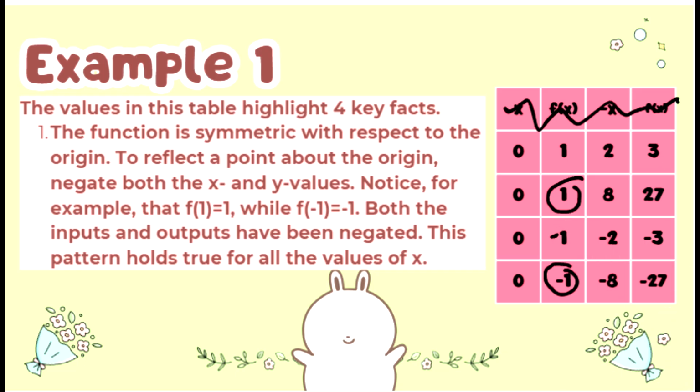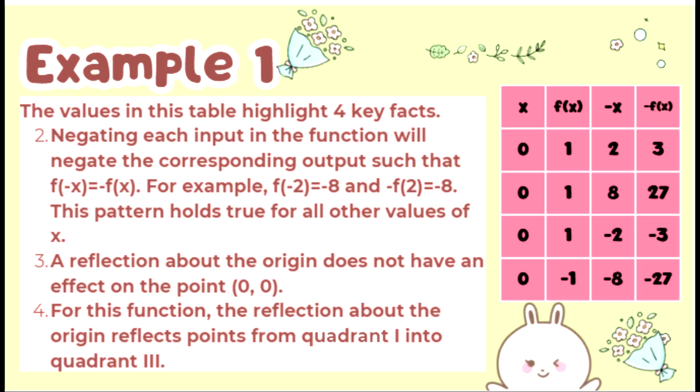I apologize about that. Number 2, negating each input in the function will negate the corresponding output such that f of negative x is equal to negative f of x. For example, f of negative 2 equals negative 8, and negative f of 2 equals negative 8. Okay, you can see that in this column here. This pattern holds true for all the other values of x.